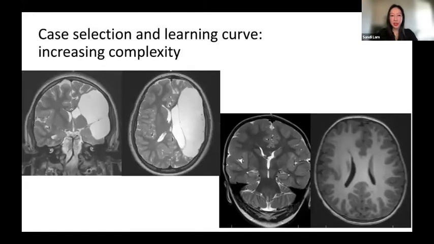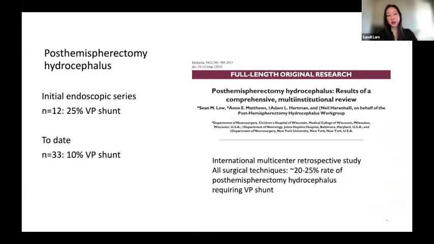And then having that learning curve and recognizing the degree of comfort that a surgeon needs to have, and really having access and control to everything that you're operating on. So this was my first case, but now I take on hemispheric cortical dysplasia or hemimegalencephaly or Sturge-Weber.